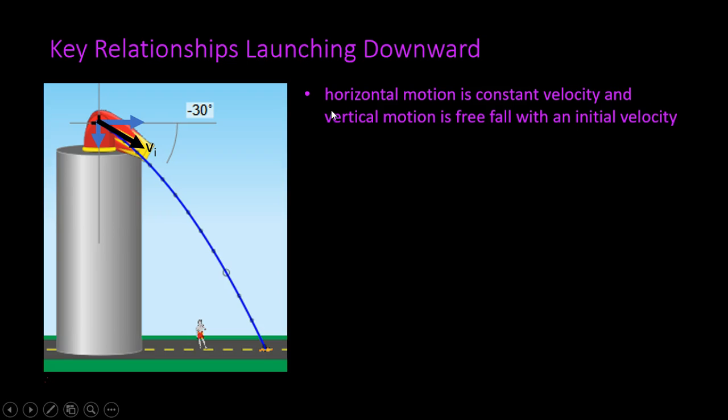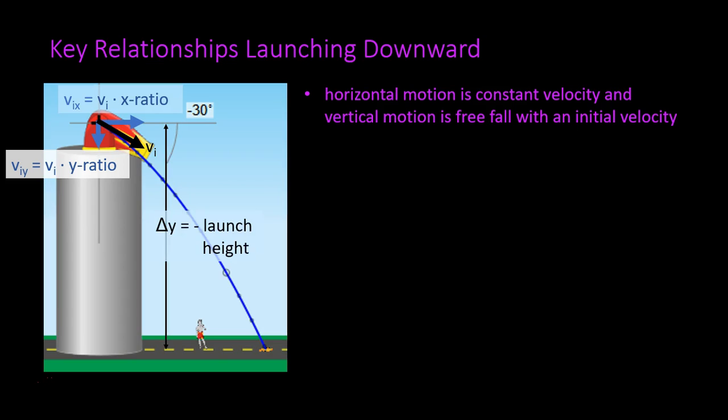Let's move on and look at key relationships when a projectile is launched downward. As with all projectile motion, the horizontal motion is constant velocity and the vertical dimension motion is free fall with an initial velocity. We can calculate our horizontal initial velocity just like we did before, and the same with our initial vertical velocity. The vertical displacement is going to be equal to the launch height, but in the negative direction. Our total horizontal displacement, also known as the range, is once again going to be determined by the amount of time the projectile is in the air and how fast the object is moving in the horizontal dimension.